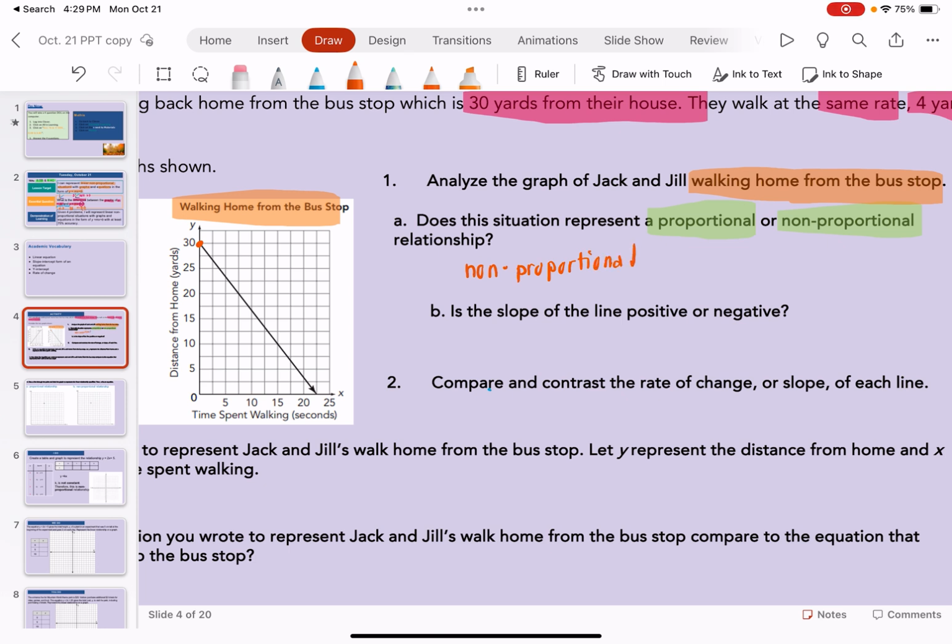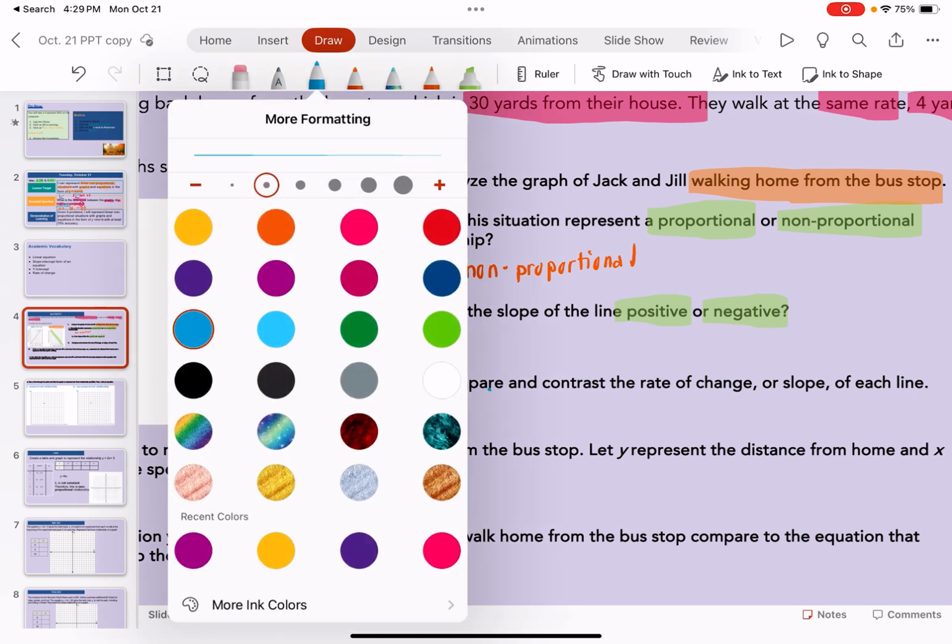To answer 1b, it says, is the slope of the line positive or negative? If we look at the line, we can see that going from left to right, it goes down, right? So that's how we know that this is a negative slope.